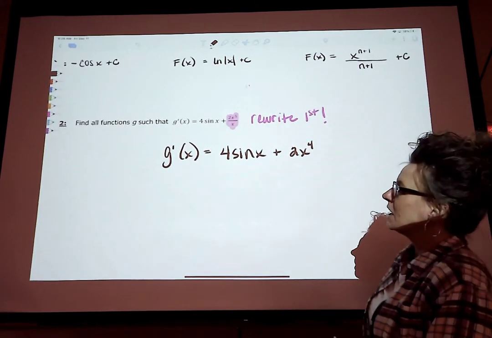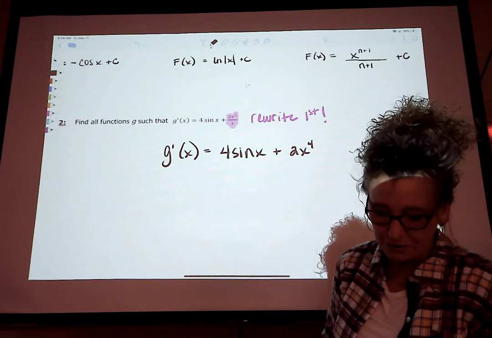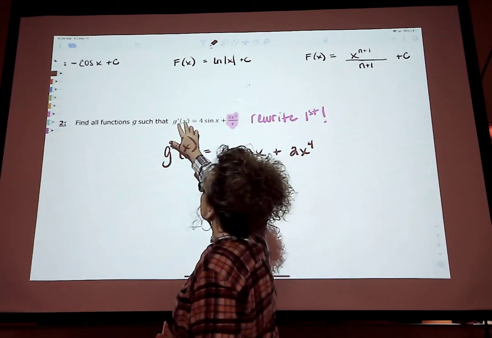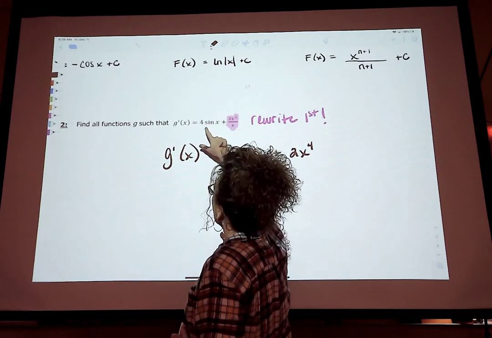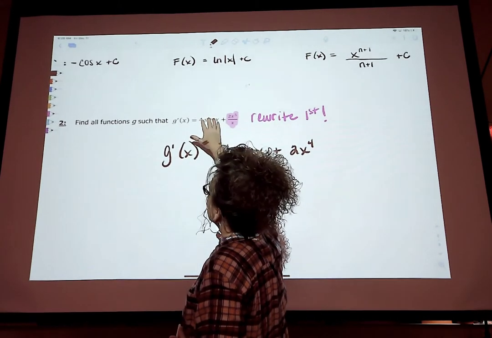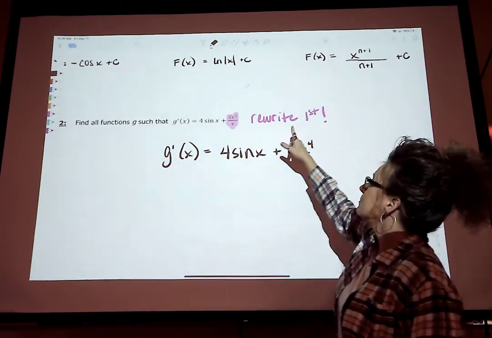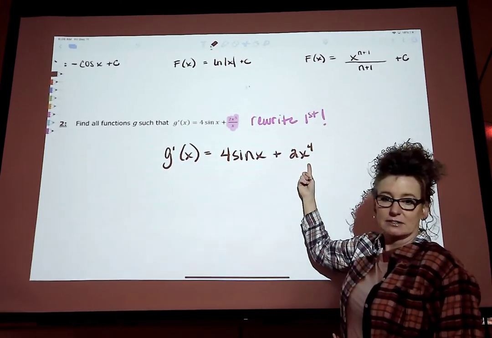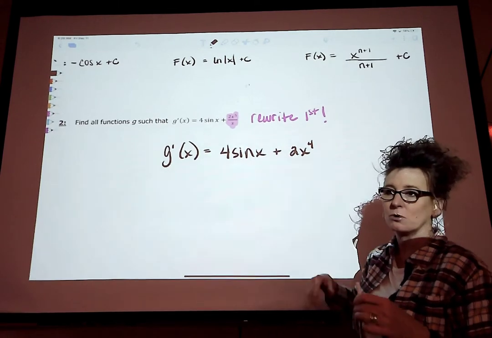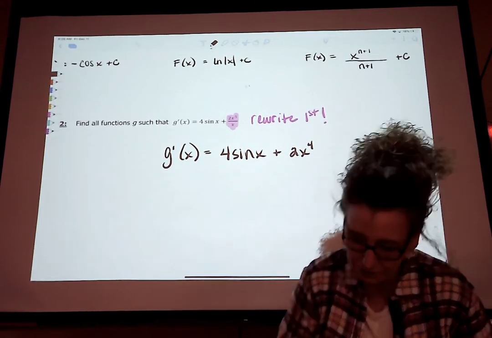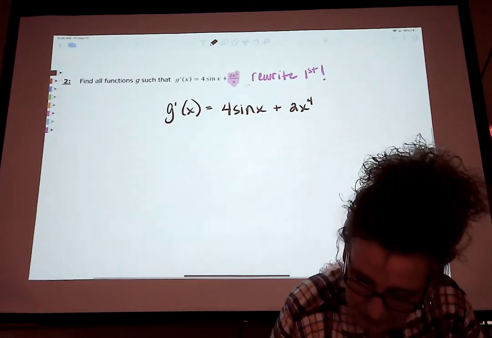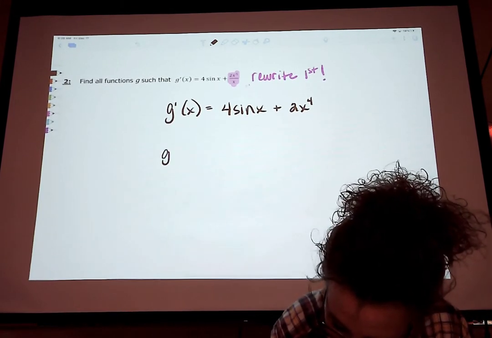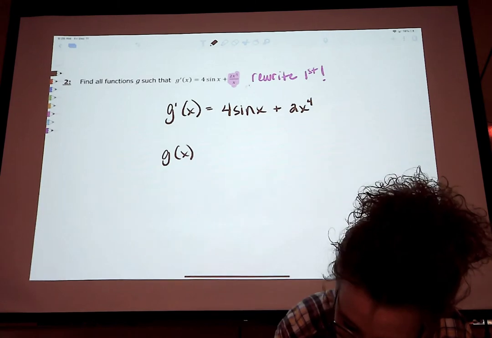This one's worded a little weird. Find all functions such that this is the derivative. I'm going to do an antiderivative on each term, but before that, I did a quick rewrite to simplify. I always want to simplify before doing a derivative or antiderivative. Since this is little g prime and I'm doing an antiderivative, I'm going to call it just g.